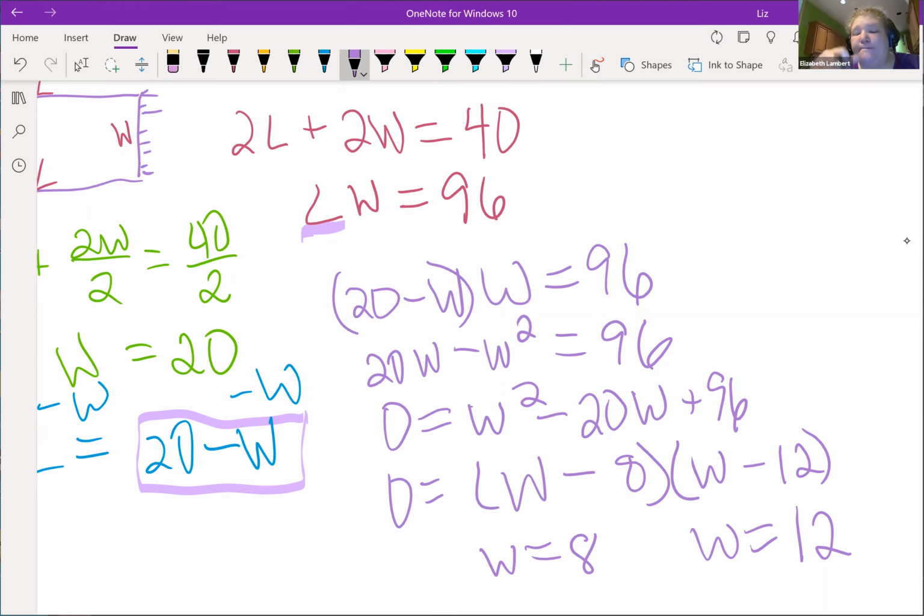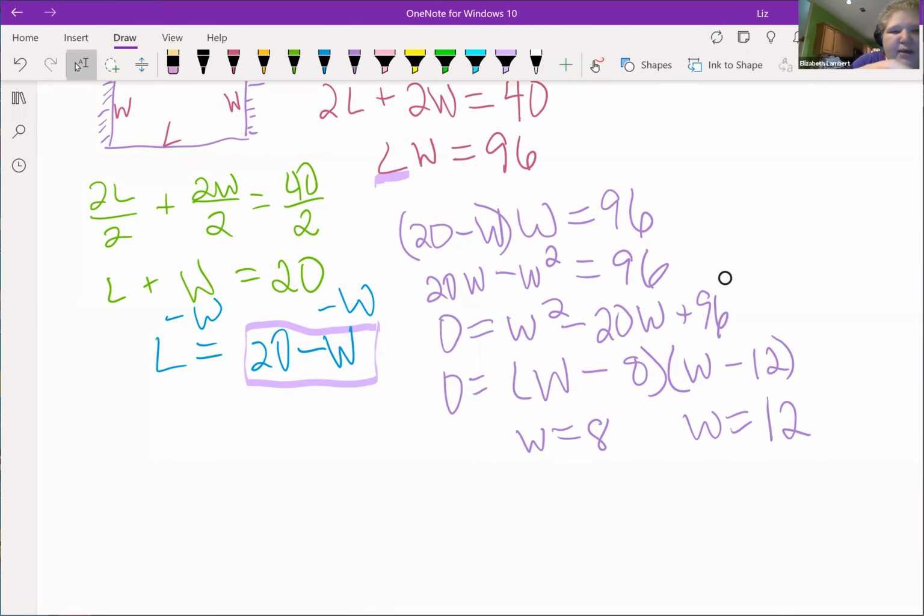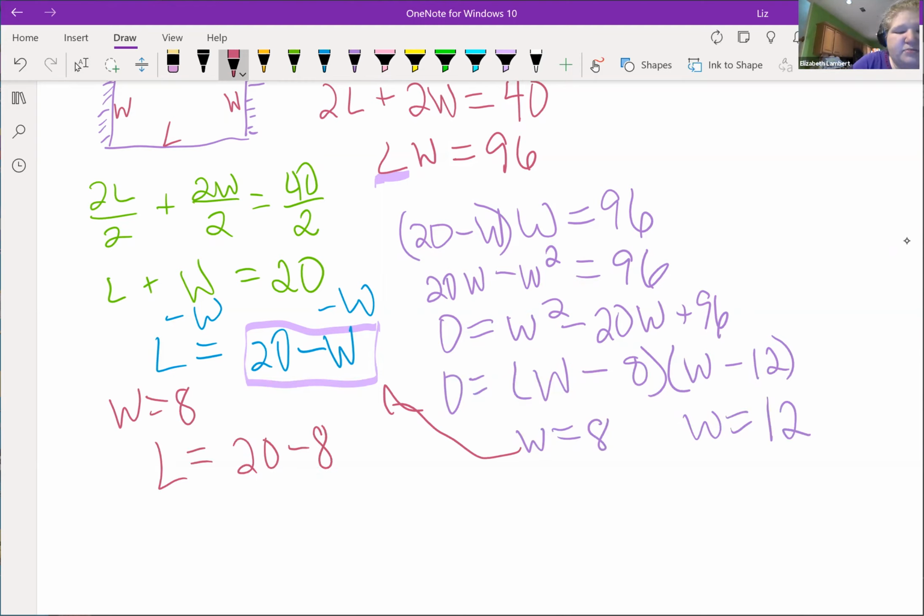Now what? Now we take those back to one of the equations and see what the corresponding other number would be. So if the width is 8, I'm going to take these back over here. If W is 8, then L is 20 minus 8, which is 12. Oh, look, 12. This is what often happens. And if I plug in 12, I'm going to get 8.